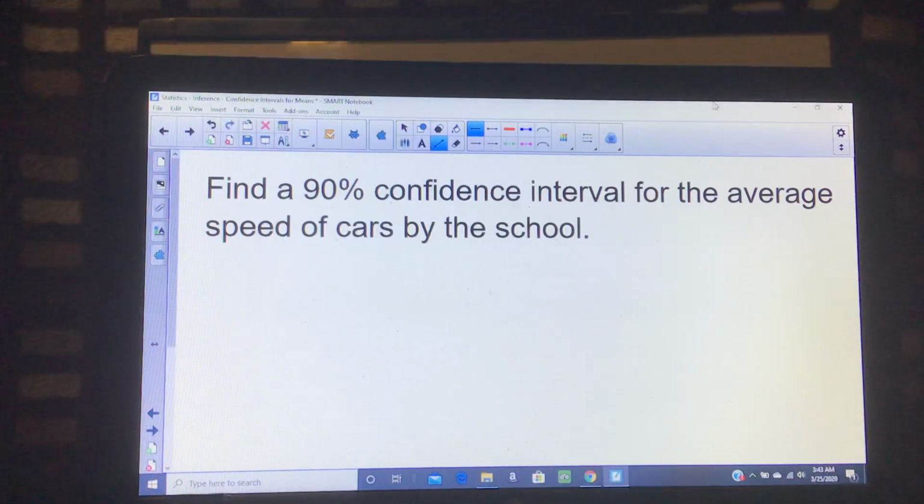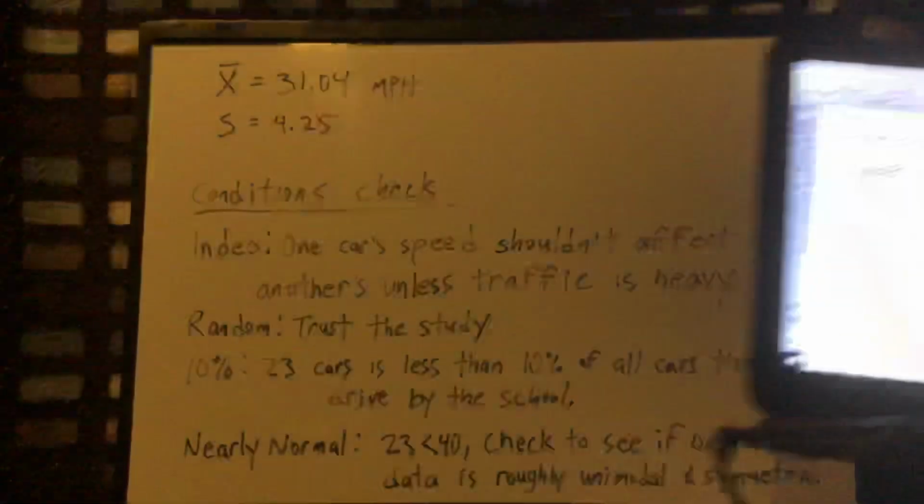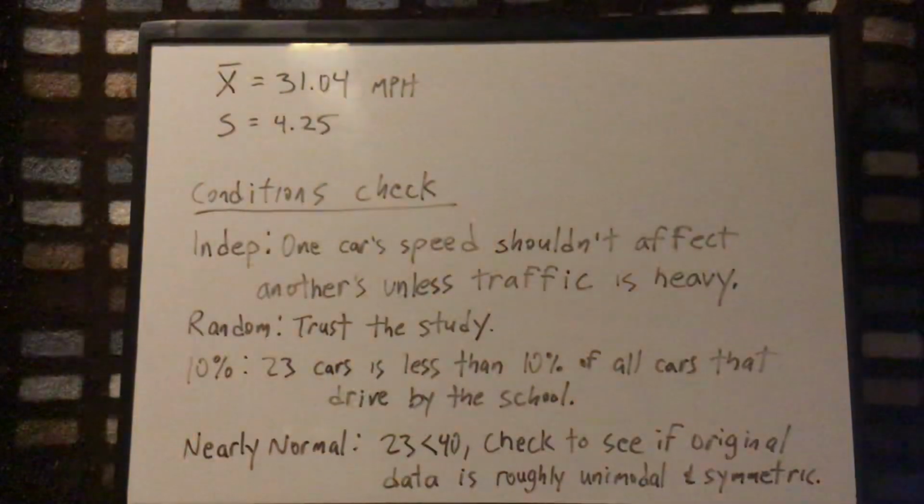All right, so that's what I'm going to show. Time for the board behind. I wrote up top our mean, 31.04, of our sample. Our s, the standard deviation of our sample, is 4.25. We don't know mu, the population average, and we don't know the population standard deviation.